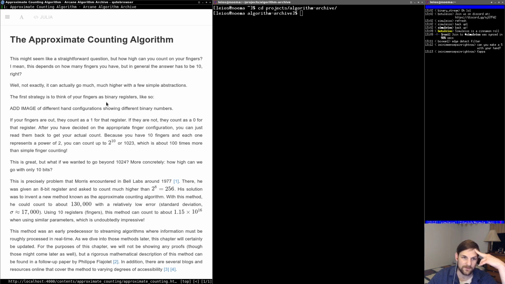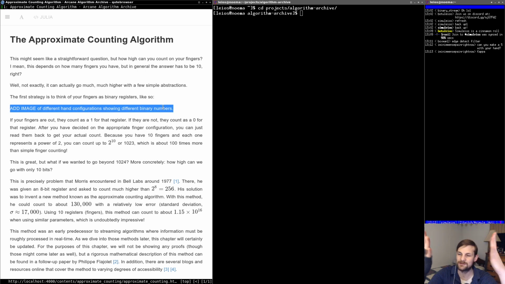The first strategy is to think of your fingers as binary registers like so. So here I'm just going to add an image of different hand configurations, you know, like this, I don't know, and that or something. And be like, you know, you can count each one as like 0, 1, 2, something like this.